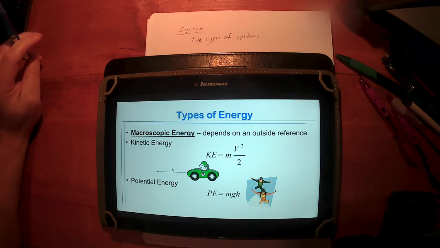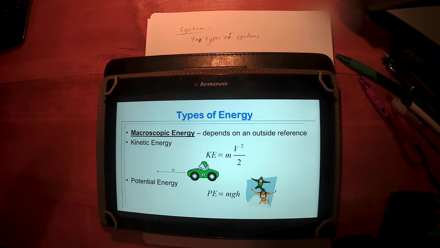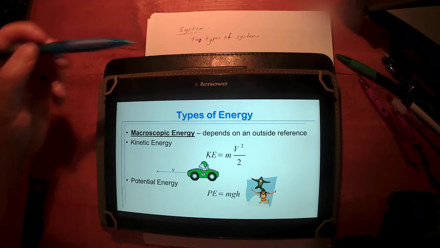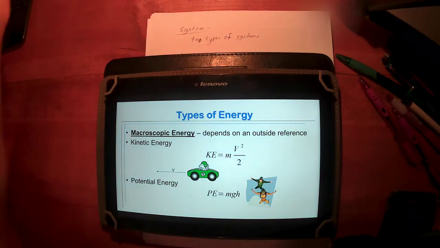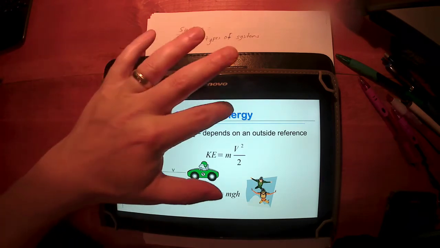If you're measuring me relative to the sun's position, yes, I'm moving very, very quickly. So are you. Relative to your chair or your computer screen, maybe you're not moving very fast. So maybe relative to those objects, your velocity is zero. Your change in elevation is zero. So these are macroscopic energies. They depend on some reference, some outside measurement.